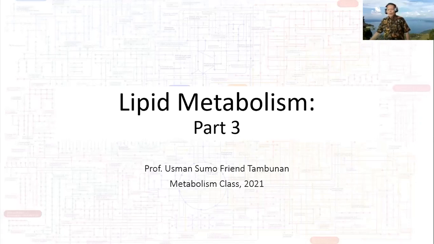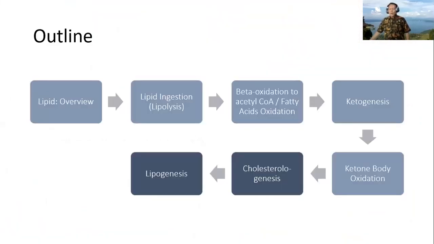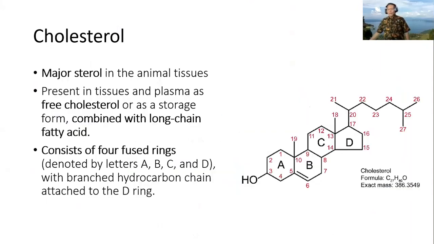This time I will continue our discussion entitled Lipid Metabolism Part 3. The topic that I will discuss this time is cholesterogenesis and lipogenesis. Let's see cholesterol first. Cholesterol has a major role in the animal tissue.